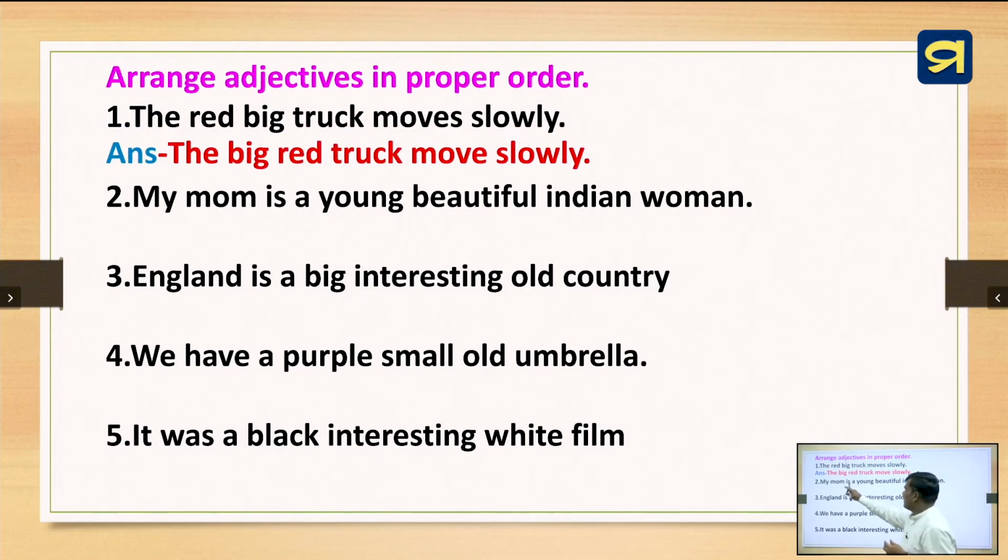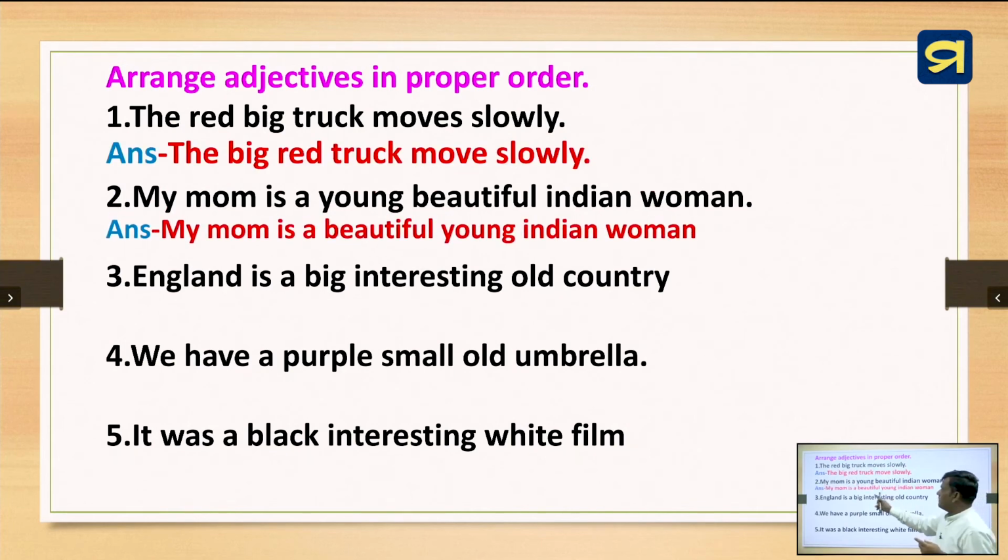Similarly, second: my mom is a young beautiful Indian woman. Young, beautiful, Indian, these are the adjectives, but they are not properly arranged sequentially. Young comes under age, beautiful is opinion, Indian is origin. They are not properly arranged. We have to arrange it. Look and try to arrange it and check your answers. My mom is a beautiful young Indian woman.